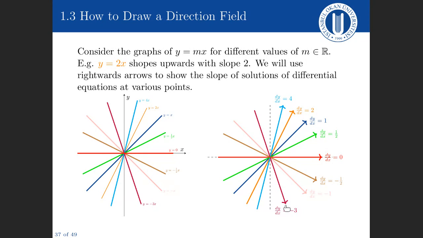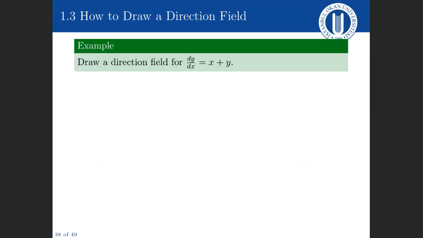Whenever we calculate dy/dx and find a number, we're going to be drawing an arrow like this. All of our arrows will point to the right. If dy/dx is a positive number, the arrow will be pointing upwards. If dy/dx is a negative number, the arrow will be pointing downwards. And the slope of the arrow will tell us how the solution is changing.